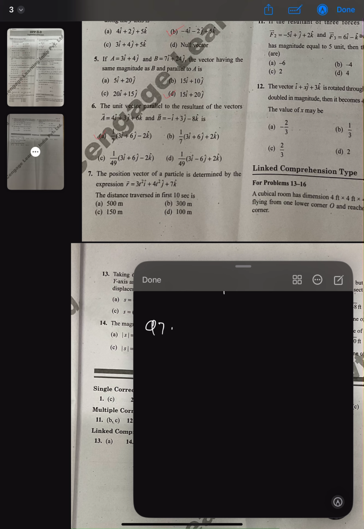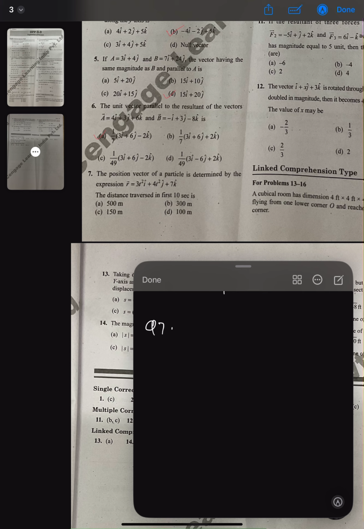The position vector of a particle is determined by the given expression. They are asking for the distance traveled in the first... Position vector is given and they are asking for distance. So it should be displacement, I think. It should be displacement, but we will calculate displacement only. So what is displacement? Final minus initial.